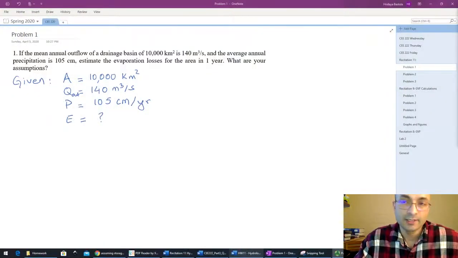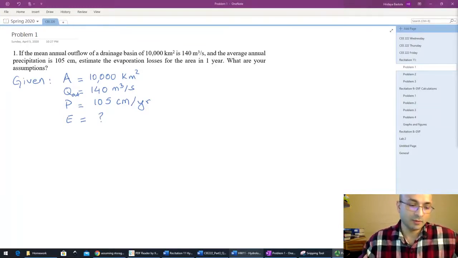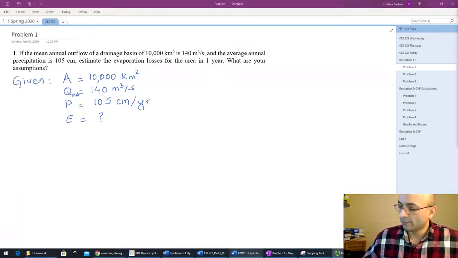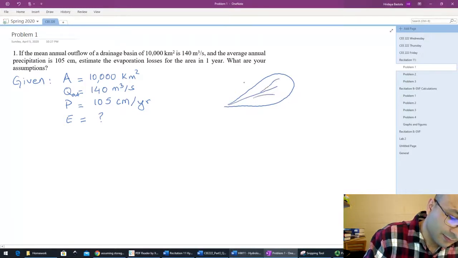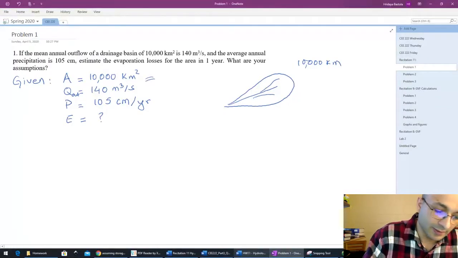Hello everyone. In this video, we'll take a look at three problems: a problem on water budget, a problem on hydrographs, and a problem on return periods of storms. So the first problem here, we have a watershed basin, a drainage basin, with an area of 10,000 square kilometers. So the area is given.